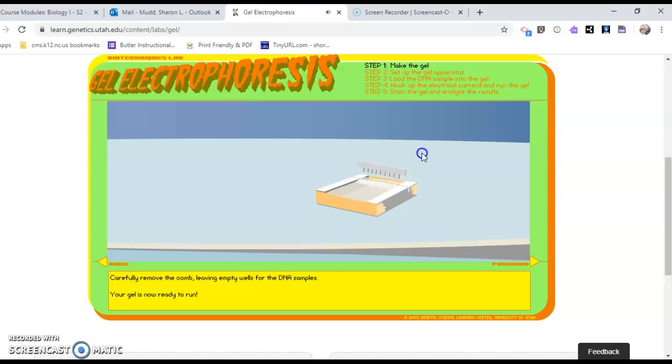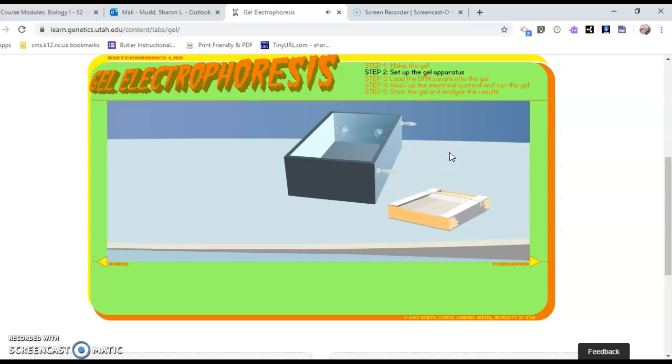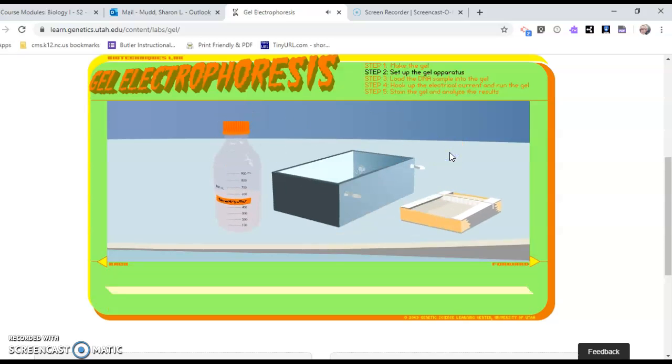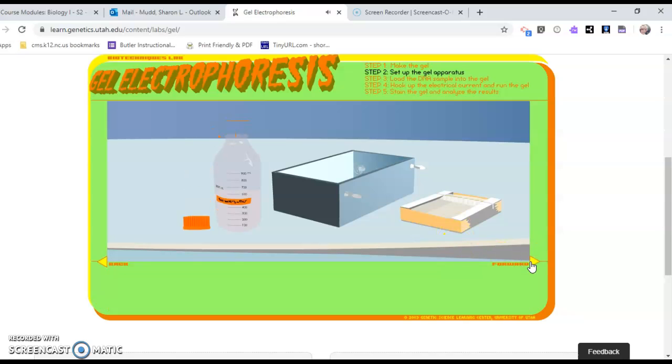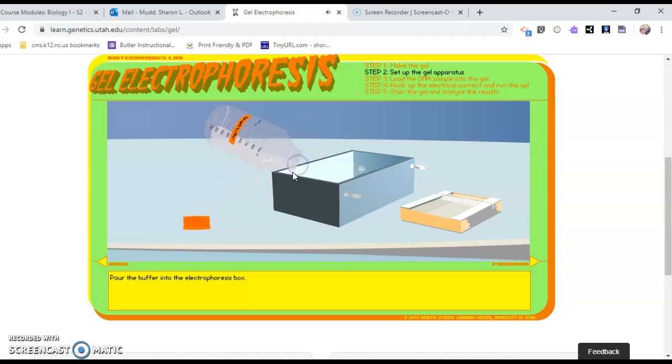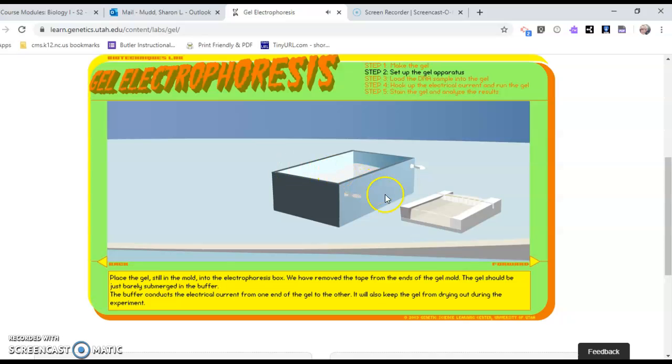And now we're going to take out the comb, and our gel is ready. So we're going to use the Gel Electrophoresis box to run our sample. We're going to use these materials shown here, starting with the buffer. Then we're going to take the gel mold, put it in the box.